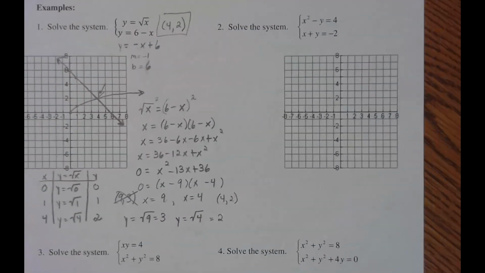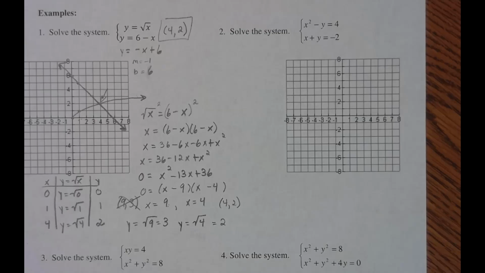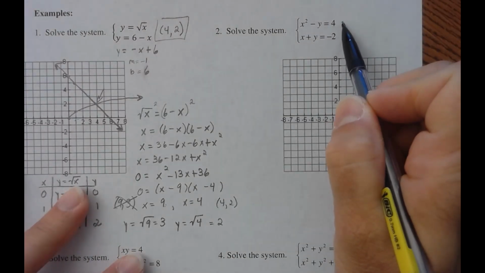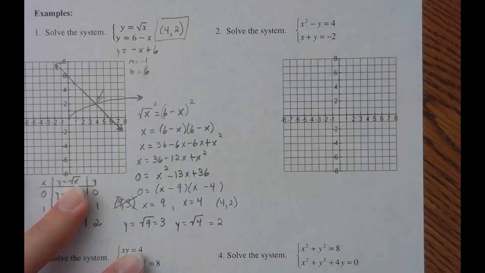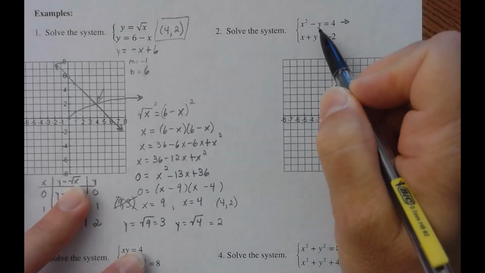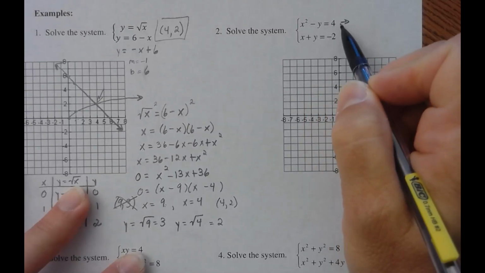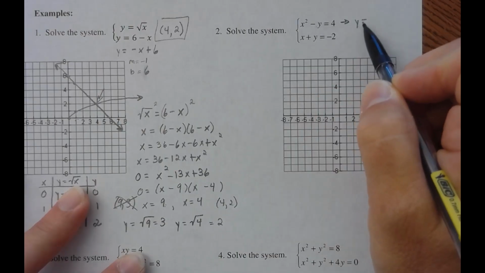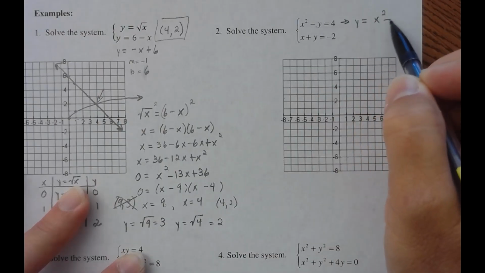Let's take a look at the next system. I'm going to graph first so I can see what's going on, and then we're going to solve it algebraically. All right, so my first equation, x squared minus y equals 4. I'm going to rearrange it so it's y equals. So I'm going to subtract over the x squared, and then I'll have to divide everything by -1, so I get a positive y. When you do that, you get x squared minus 4.